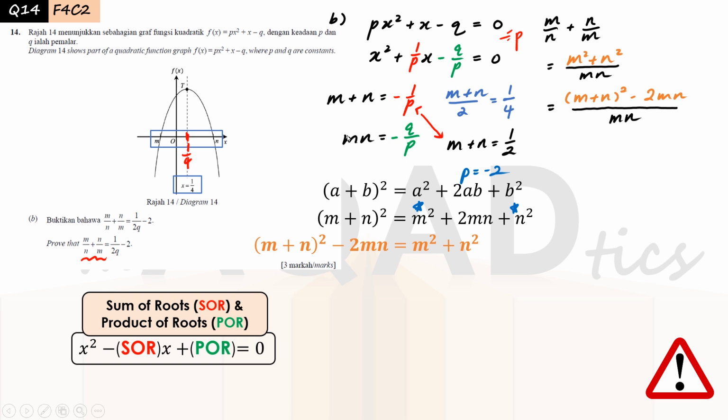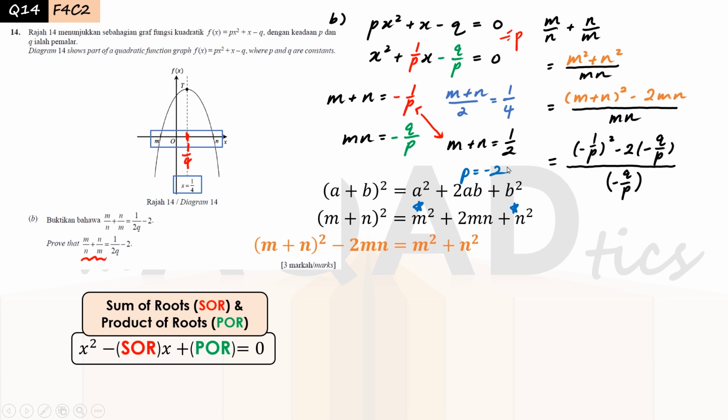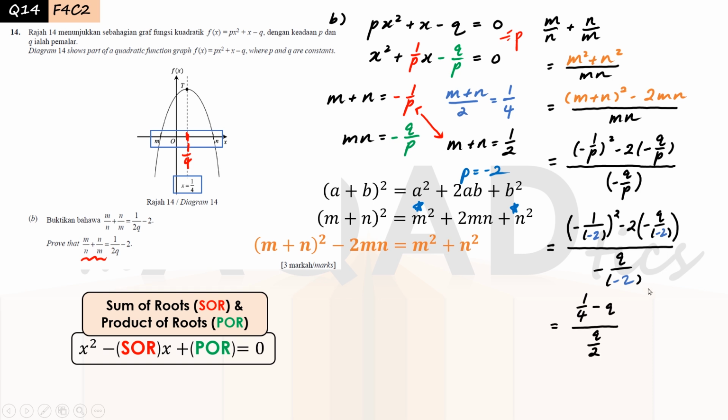This mn is here. So all of the m and n here, we can change it to p and q already. Alright, so the m plus n here will become -1/p, and mn will become -q over p. Right, and since we have found the value of p already, I can just substitute it here. Okay, so why I substitute here is because if you notice, this equation doesn't have p. So this p needs to be changed to a number. Alright, so it's -2. So once we simplify everything, then we can get the result on the right hand side.